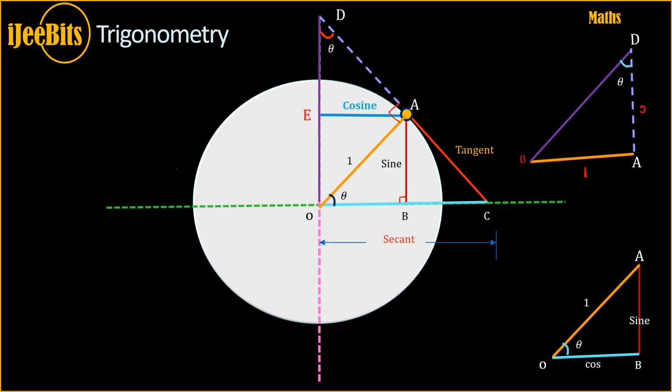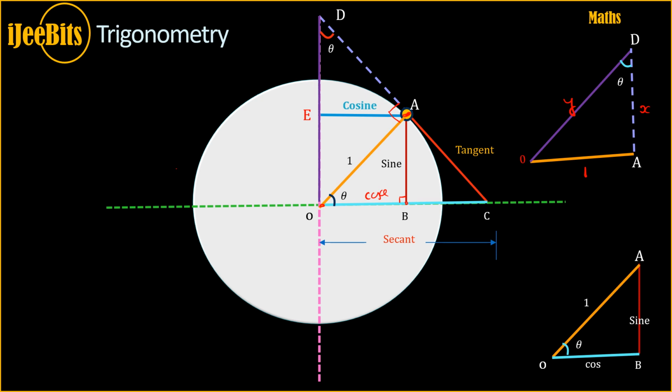AD, I don't know, I can make it X. OD, also I don't know, let's make it Y. And then we have this triangle O, B and A. This right angle triangle, I have one sin theta and cos theta. So same thing I can plug in here. Let's find out the ratio now.